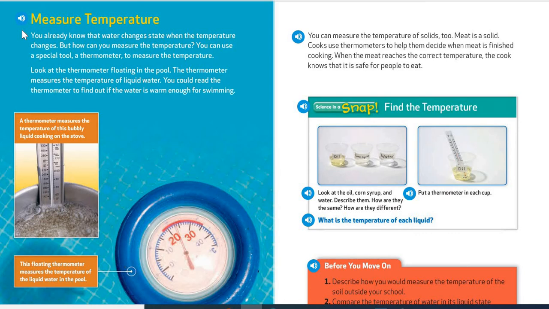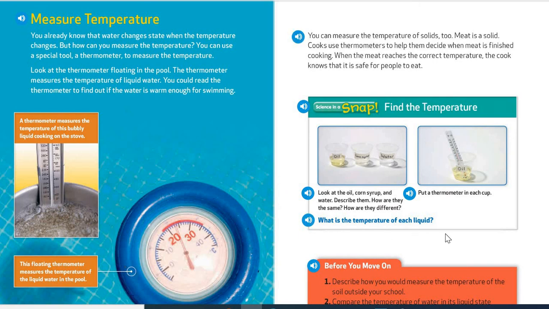So that is the tool. We have many different tools we use this year in third grade. We have clocks, we have rulers, but this is a special one that we use to measure temperature, okay? You can measure the temperature of solids too. Meat is a solid. Cooks use thermometers to help them decide when meat is finished cooking. When the meat reaches the correct temperature, the cook knows that it is safe for people to eat.